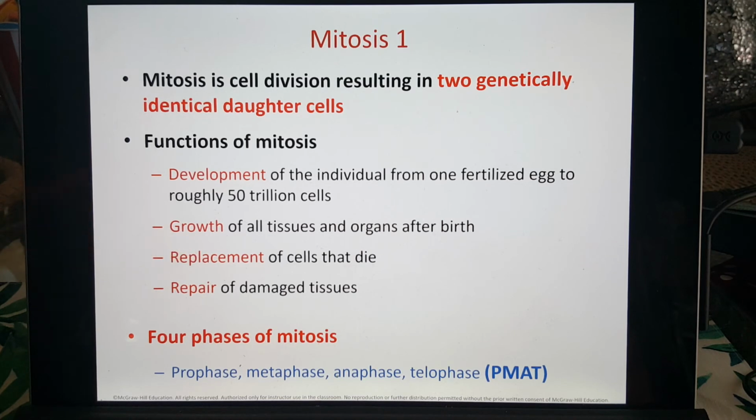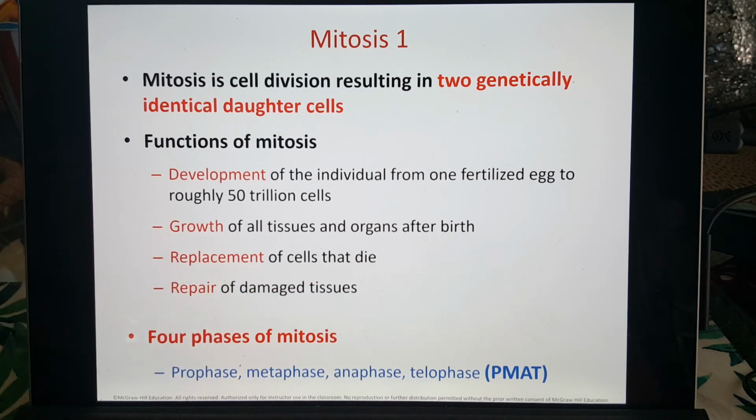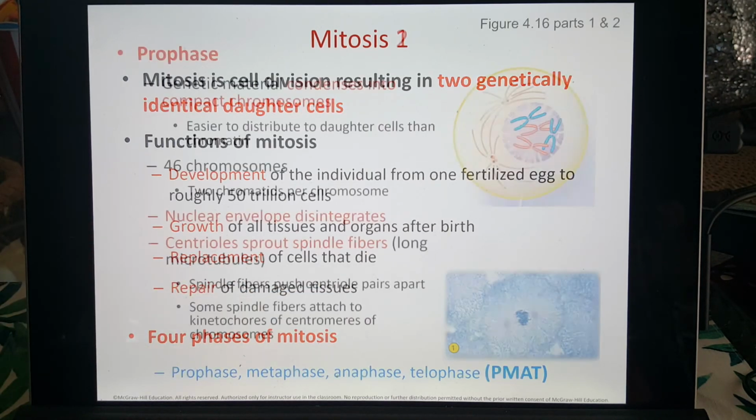And then anything that is damaged. So you have a cut on your hand, you're going to build new cells, at least on the epidermis of your skin, and that's going to use mitosis in order to create those new skin cells. So for mitosis, we have 4 phases: Prophase, Metaphase, Anaphase, and Telophase. Easy way to remember that is PMAT.